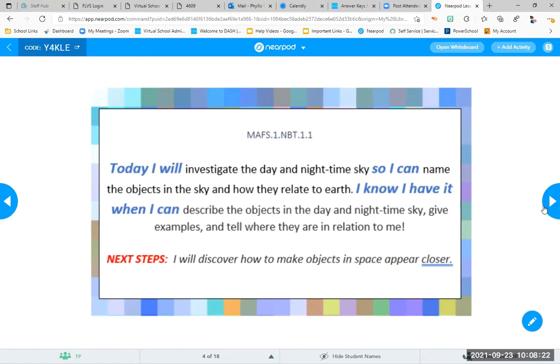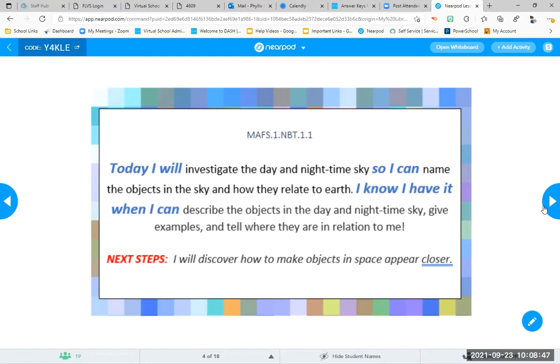And I am so excited because we're learning something a little kind of cool. I actually love the lesson that we're going to teach today. I do, and I'll tell you more. Today, you, me, we will investigate the day and nighttime sky so I can name the objects in the sky and talk about how they relate to the earth.